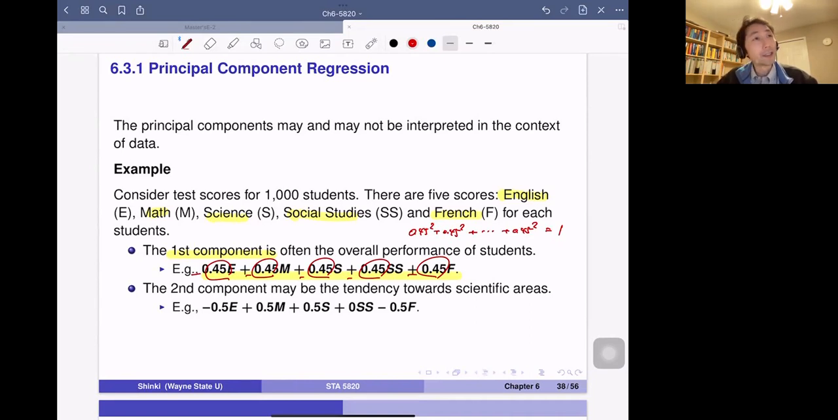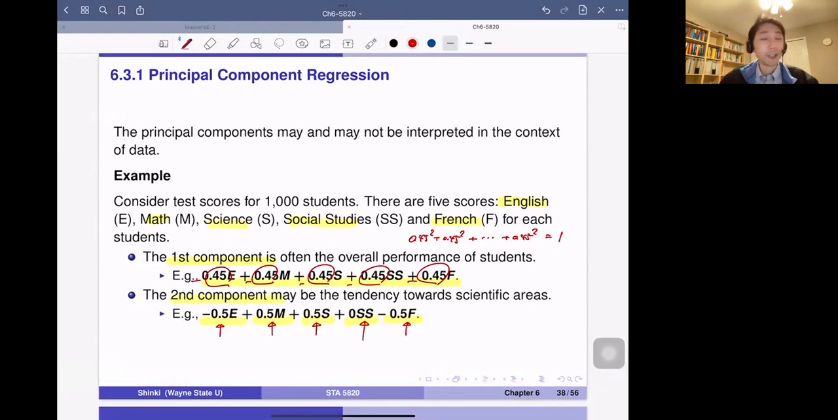And the second component really depends on the problem. But typically, the second component looks like this: -0.5 times E, 0.5 times M, 0.5 times S, and 0 times SS, and -0.5 times F. This component may be the tendency towards scientific areas. You can see that for math and science we have positive numbers, for English and French negative numbers, and social studies 0, so in between. So you can interpret this as maybe tendency towards scientific areas, but not always do we have this kind of interpretation.